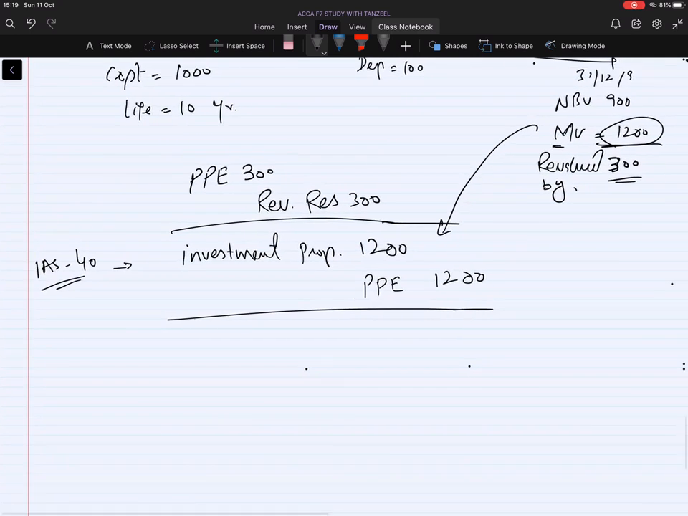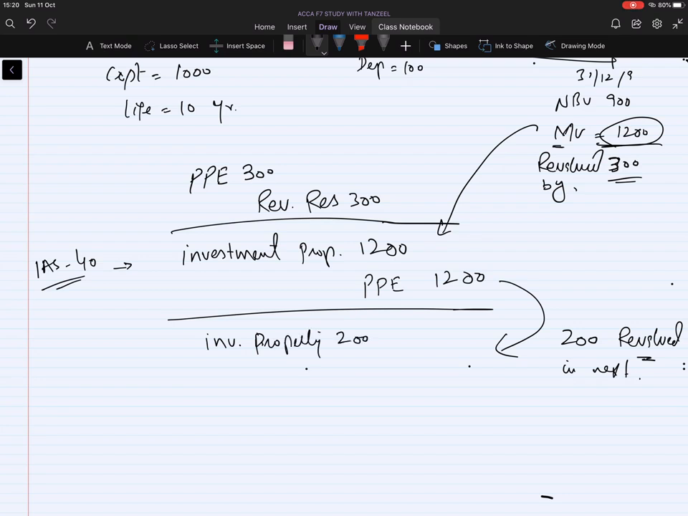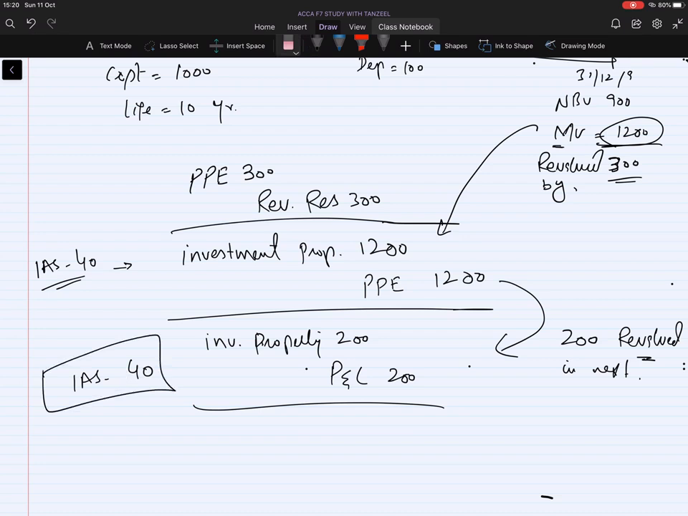And after this point, any increase or decrease in value will be taken to profit and loss. Suppose we have a 200 revaluation after this point, revalued by 200 in the next year. Then we book this as investment property, we increase investment property by 200, and we credit profit and loss, because all the changes go to profit and loss in IAS 40. This is IAS 40. This is IAS 16.